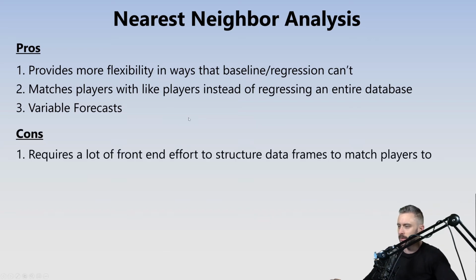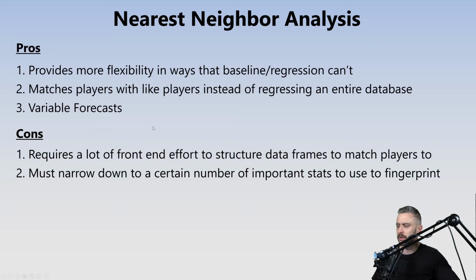And then the cons. It requires a ton of front-end effort to structure all of this. The linear regression and baseline is pretty easy, but the nearest neighbor analysis took me like an entire day, if not 2, to do, because you've got to take every season's past data and structure it. You've got to normalize the data. You've got to split out the data in all different kinds of ways. It takes a lot of front-end structuring.